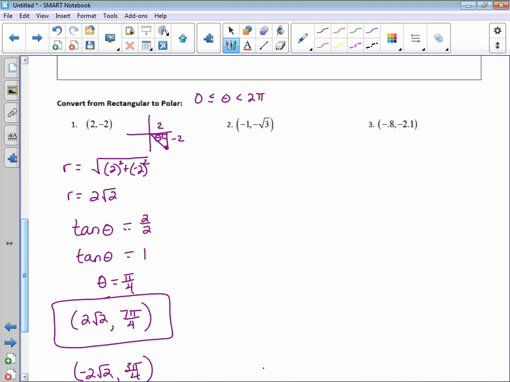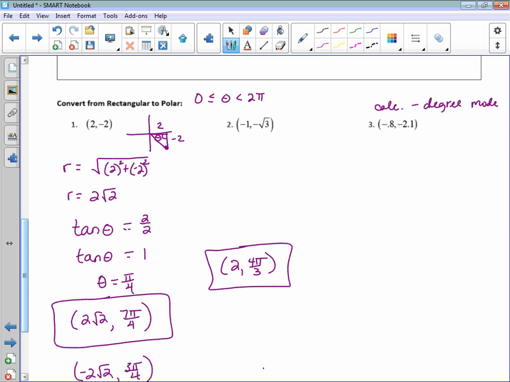Alright guys, what did you get for your answer on 2? 4 pi over 3? Yes? Any questions? Let's do number 3. Okay, number 3. This is one you need a calculator for. And I'm going to have you do it in degree mode.